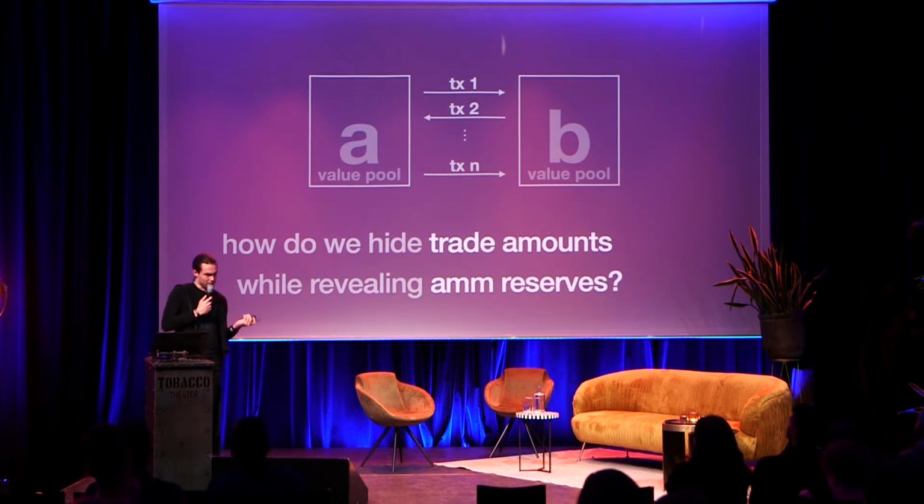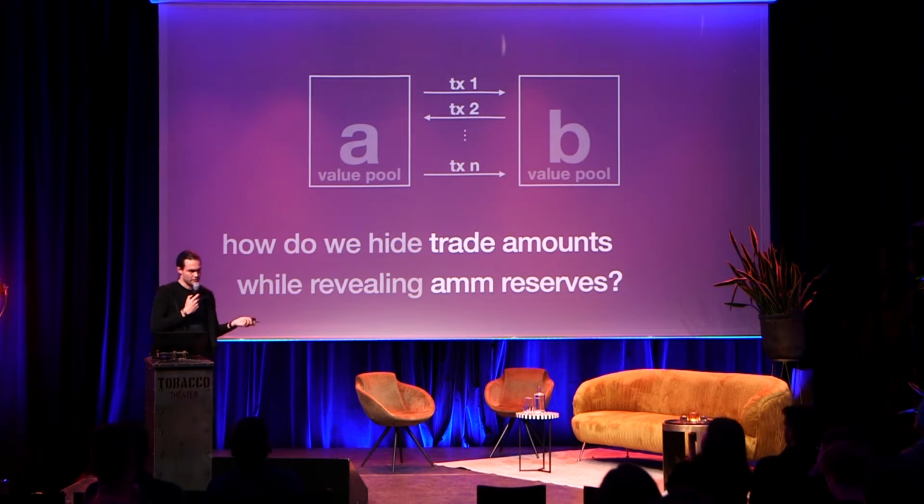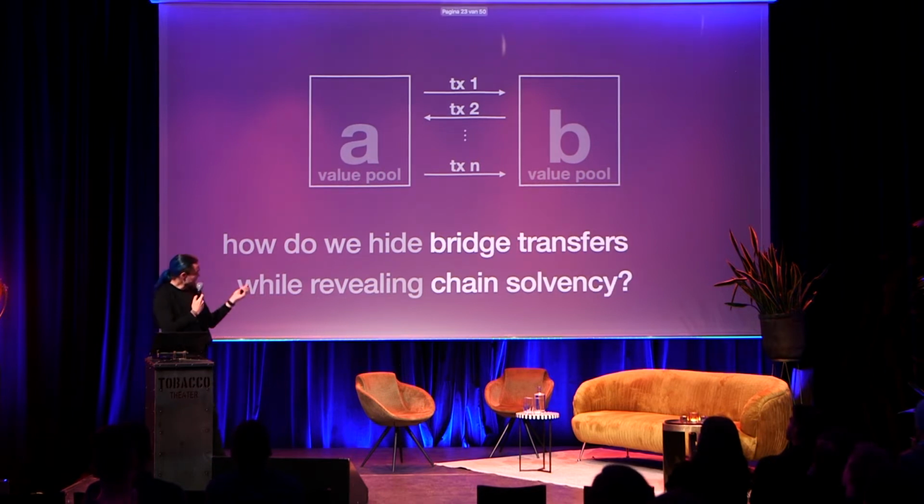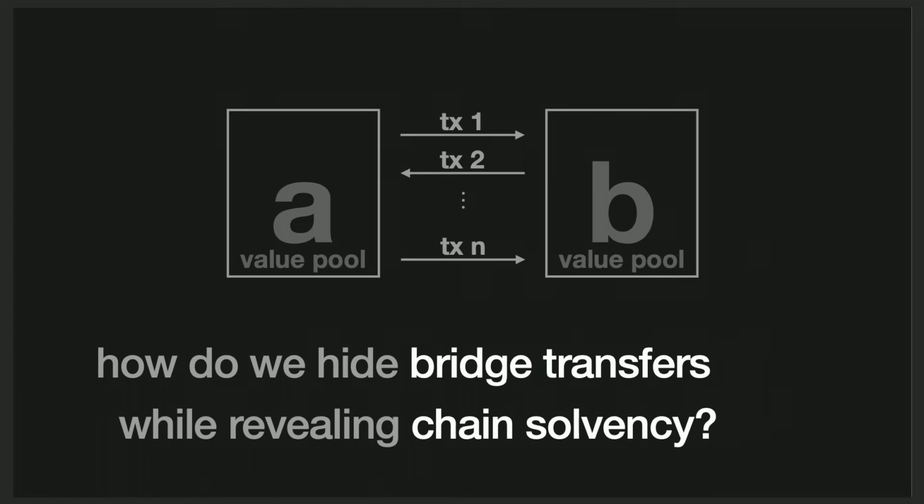The motivating case for Penumbra was: how do we hide individual trade amounts but still reveal the reserves of the AMM? There's a cute paper by Tarun and Guillermo and Alex about how, if you have the AMM before the trade and after the trade, it turns out you can just plug in a formula and figure out exactly what the trade amount was. And then the last one that I think is topical here is: how do you hide bridge transfers while still revealing the chain solvency? So these are all different facets of the same basic problem.